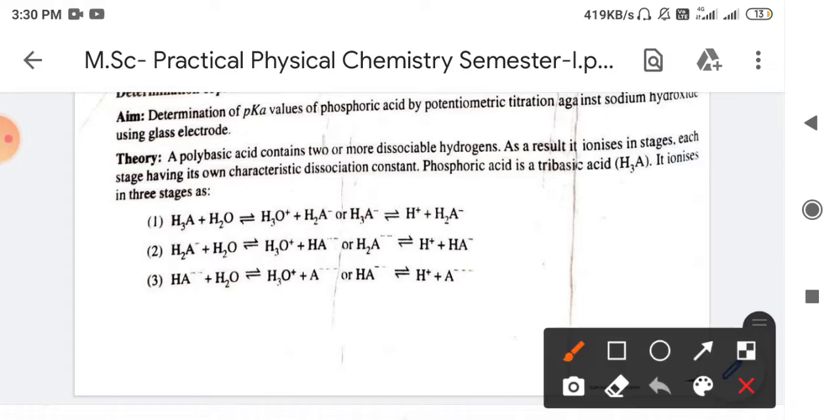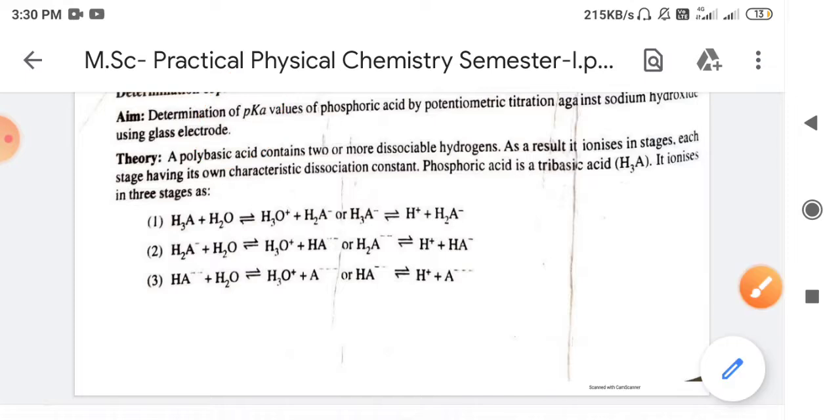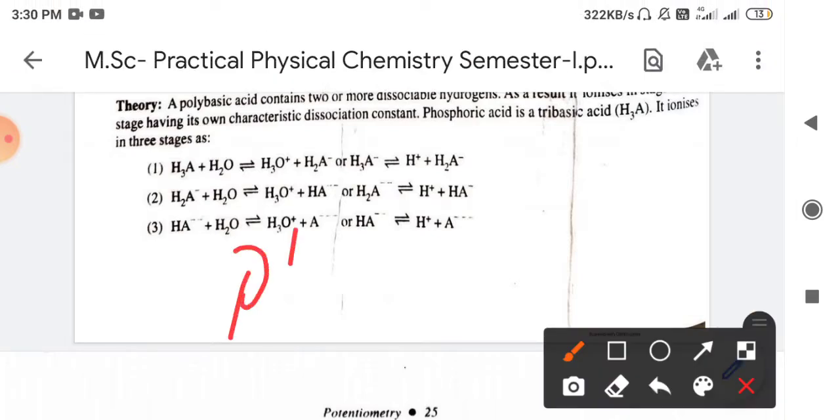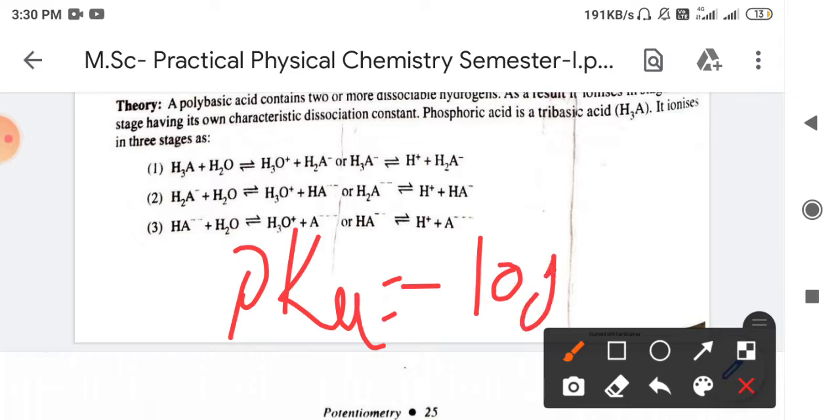So the first thing is pKa values. What do we mean by pKa? pKa values are related to the dissociation constant of an acid. pKa is nothing but the negative log of Ka. If I take the negative log of Ka, I will get the value of pKa.